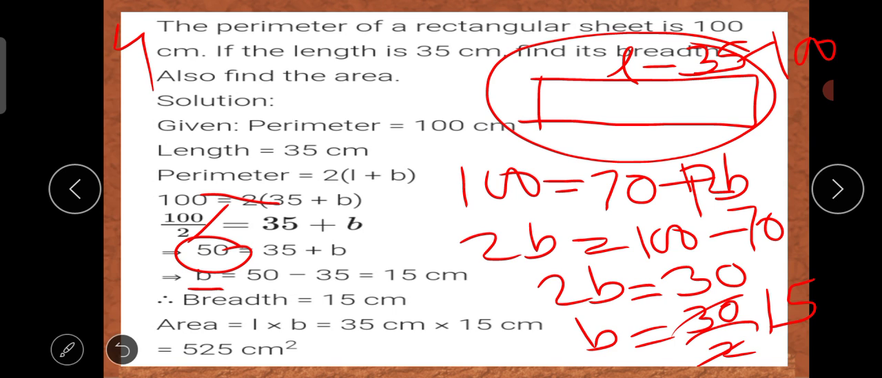Now area, they told to find the area. So the area formula is length into breadth, L into B. So 35 is multiplied by 15. We will get 525 centimeter square.